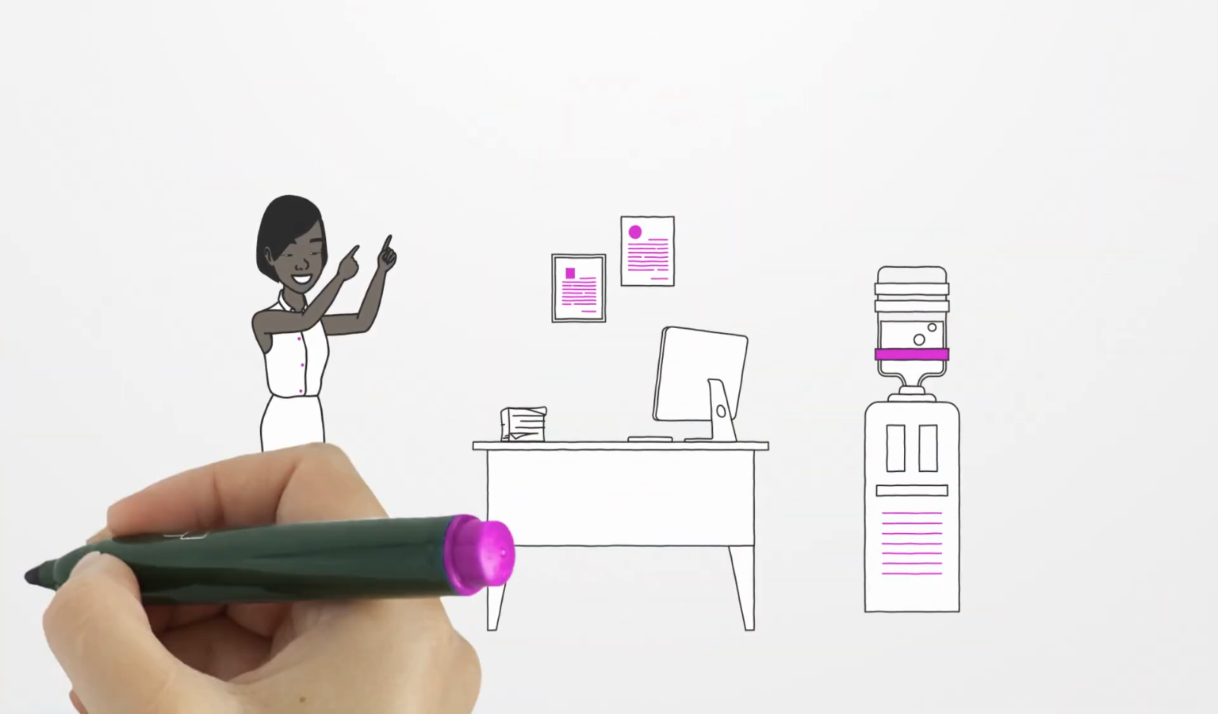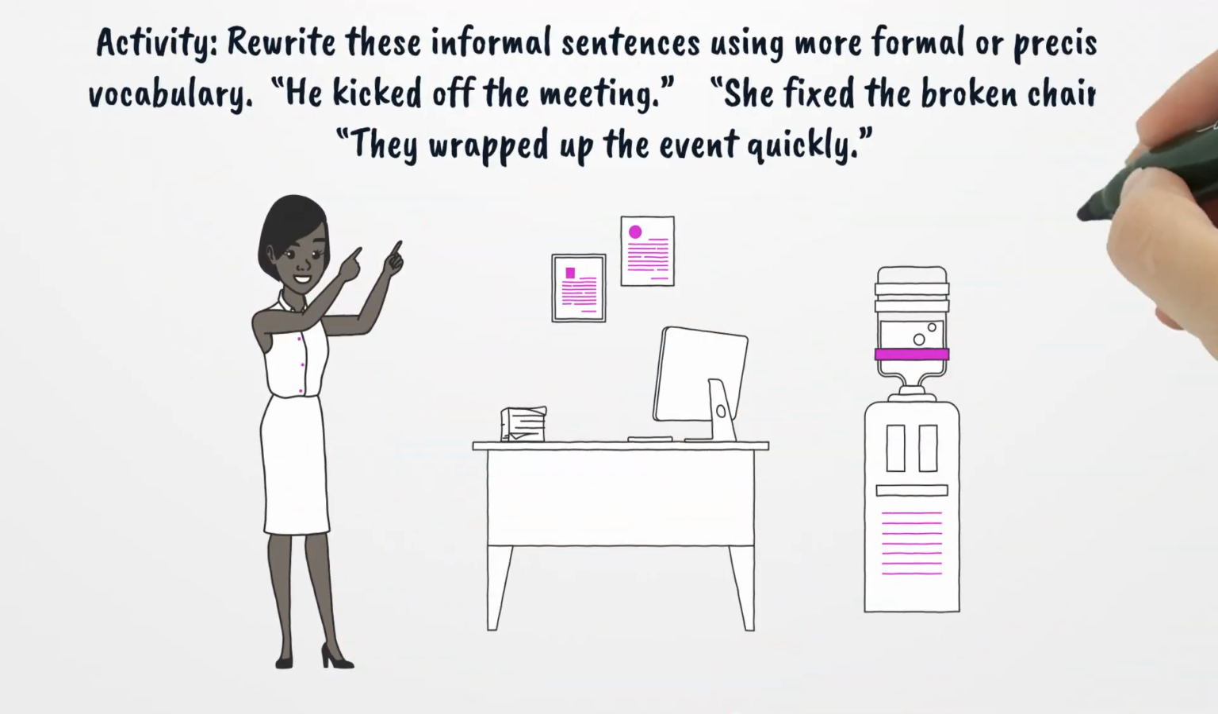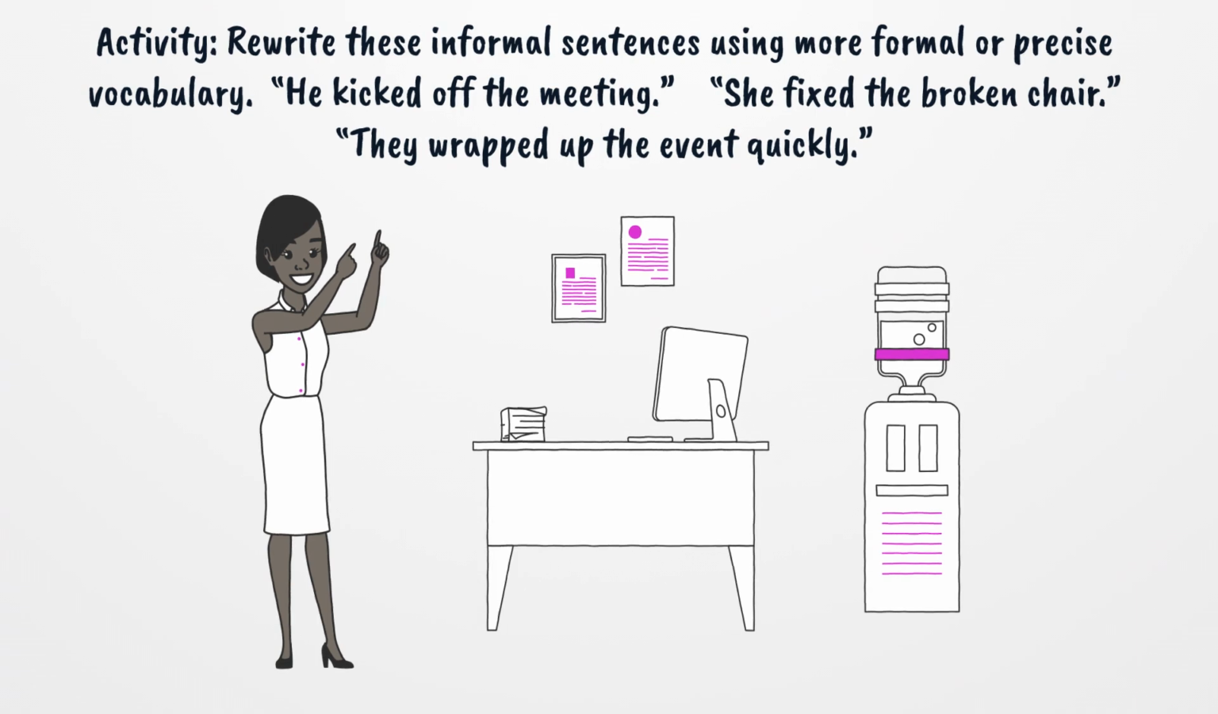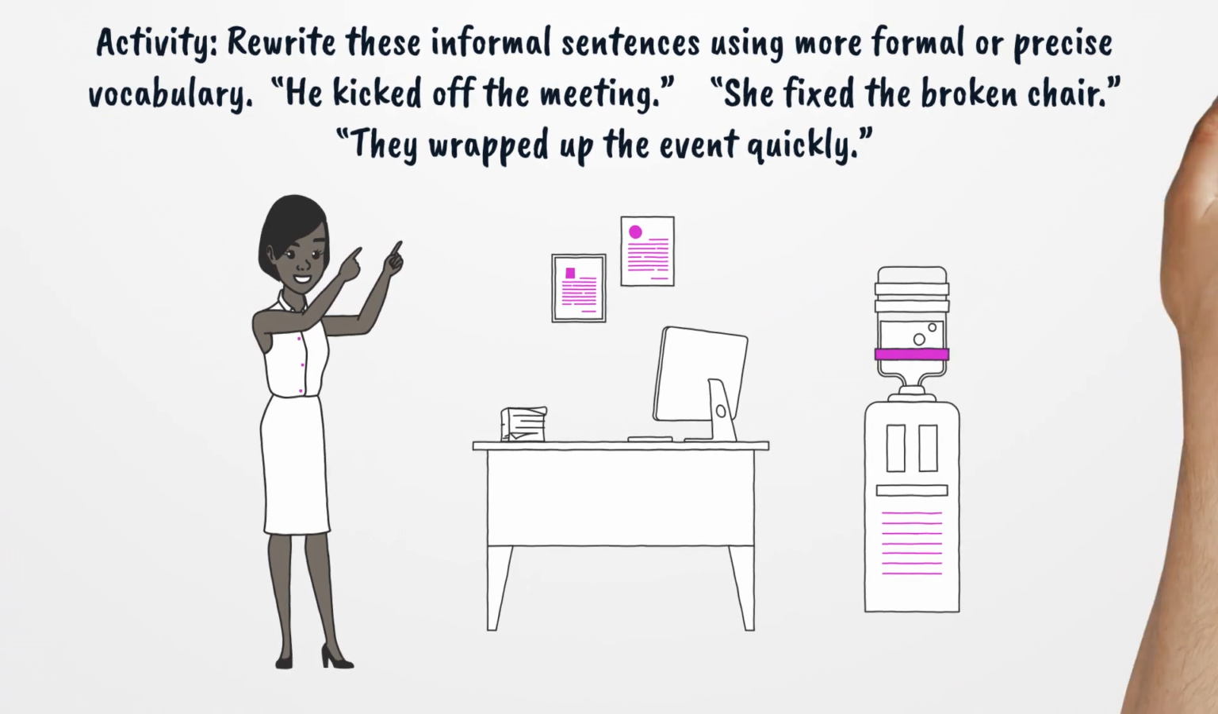Rewrite activity. Rewrite these informal sentences using more formal or precise vocabulary. He kicked off the meeting. She fixed the broken chair. They wrapped up the event quickly.